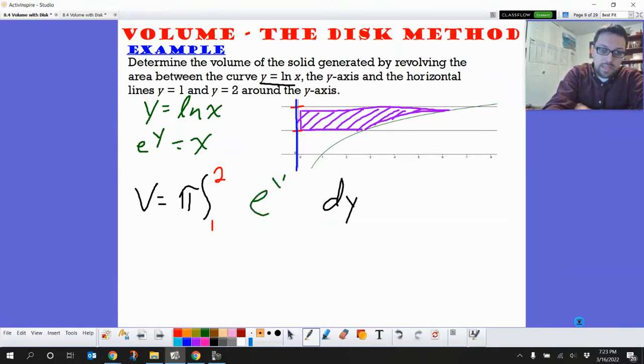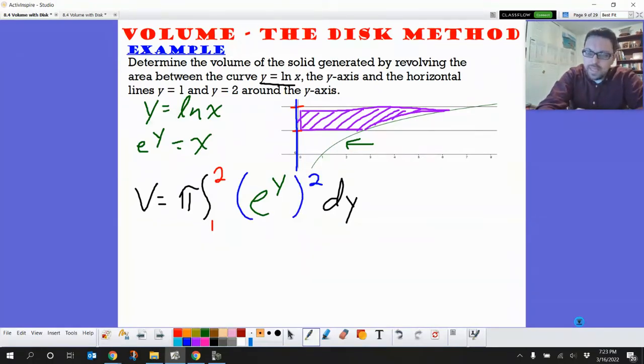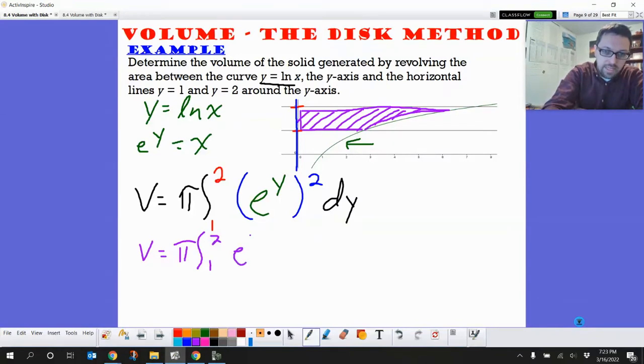We'll do e to the y because for this curve right there. Then we want to square it because that is our radius. It's easy peasy, square the thing. Great. Let's clean that up a little bit. So this volume is going to equal pi integral from 1 to 2 of e to the 2y dy.